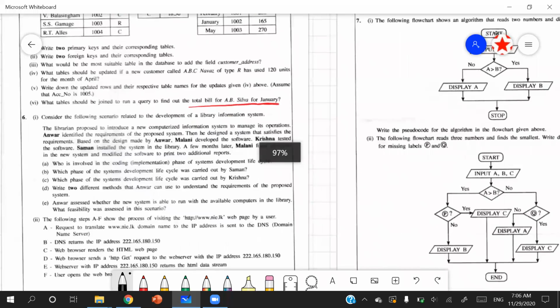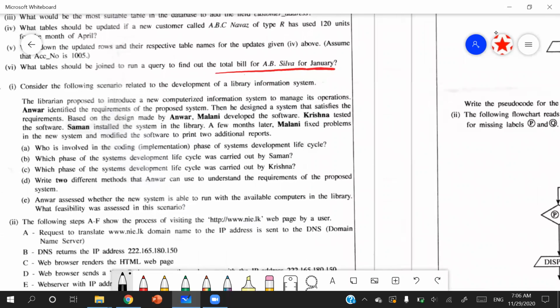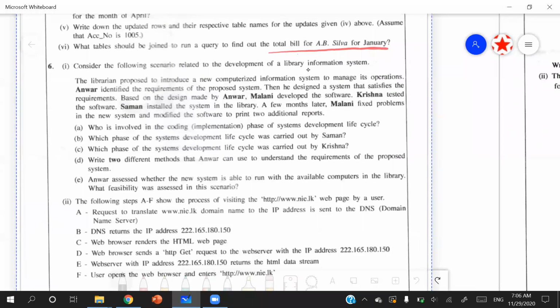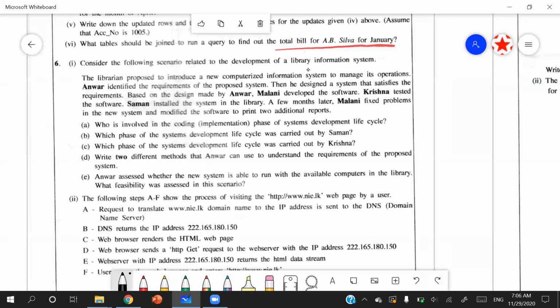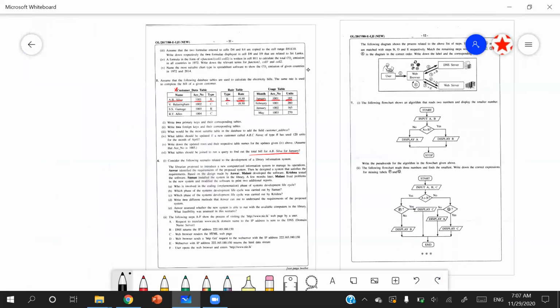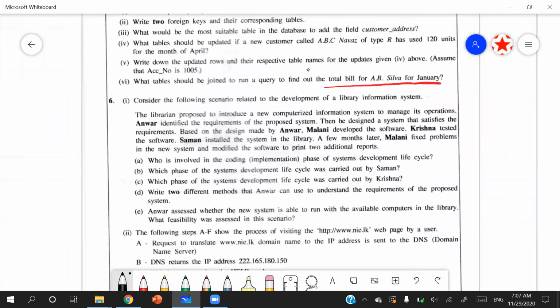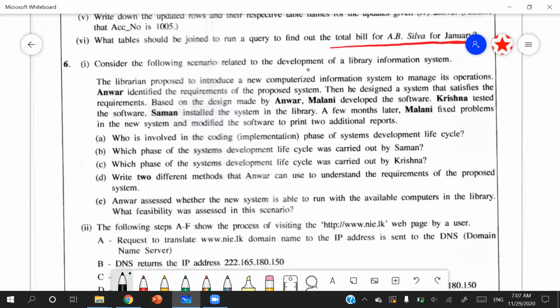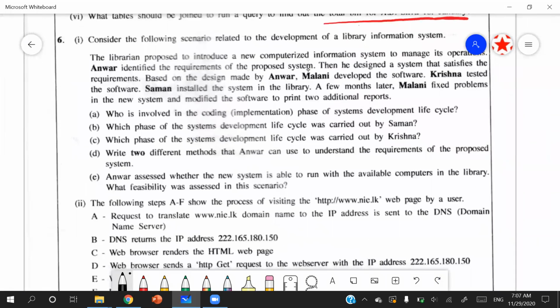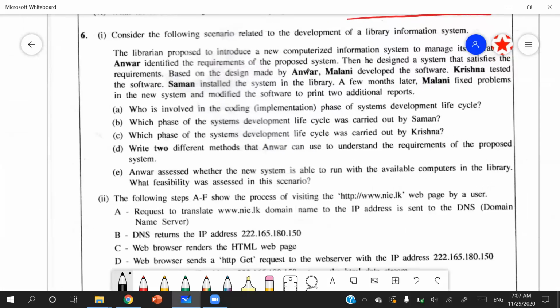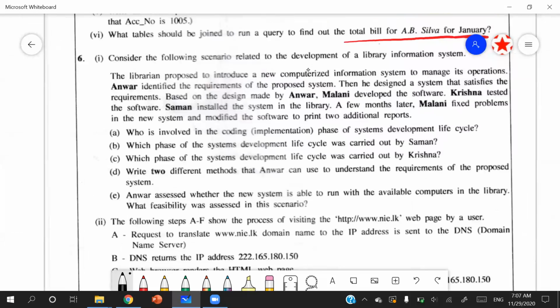All right, the sixth question is about the system development life cycle. In short form, we say SDLC for this particular thing, right? So they are asking some questions regarding that. For that, they have given you a scenario which involves the SDLC, and some of the students are making a library system as per the librarian's requirement.